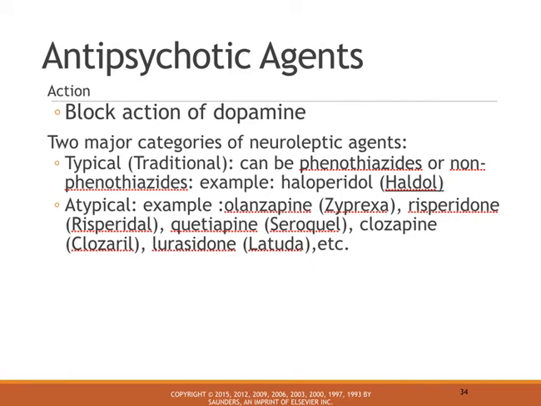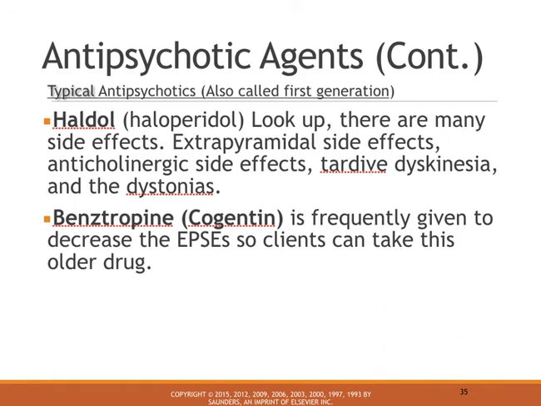Typical can sometimes be called traditional. A common example of that is Haldol, and we're going to talk about Haldol more. For atypical, those are a lot of times like second generation or more recently discovered, and there's more of those that are commonly used. Some big ones are Zyprexa, Risperdal, Seroquel, Clozaril, and a very recent one is Latuda. We're going to talk about select ones of those. The two typical ones that I really want to focus in on are Haldol and Cogentin.